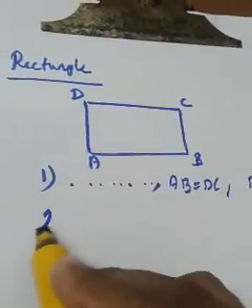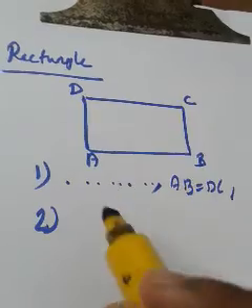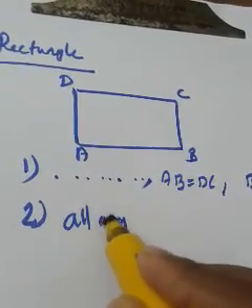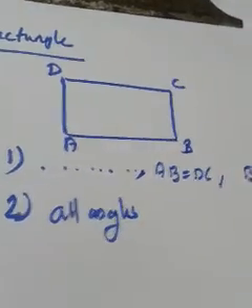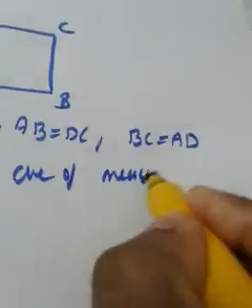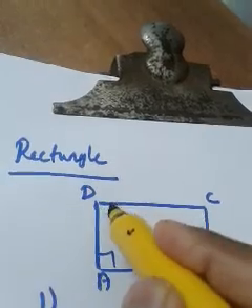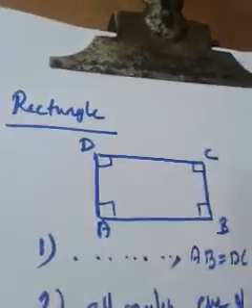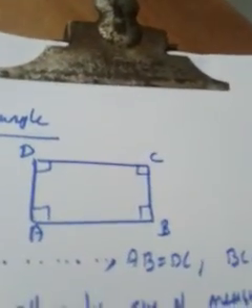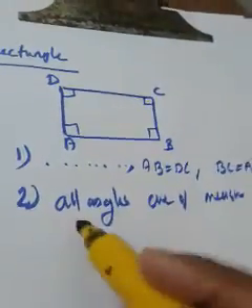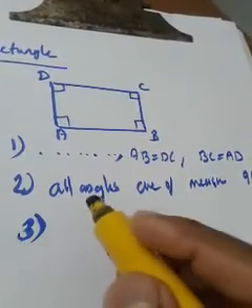And the second property is, tell me, yes, you are right, all angles are of what measure? 90 degree. If this is a rectangle, all the angles should be 90 degree. This symbol stands for 90 degree. If it is a rectangle, all the angles should be 90 degree. That is the second property. And can you tell me the third property?